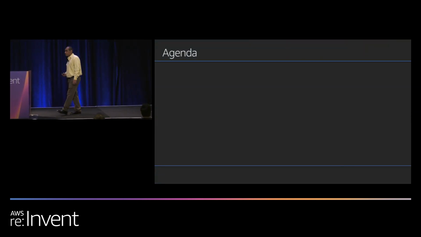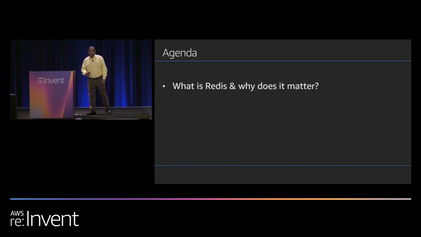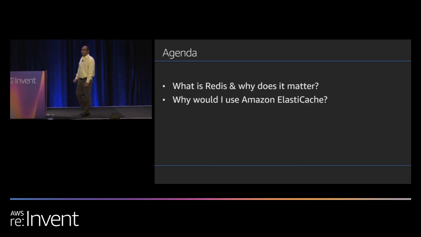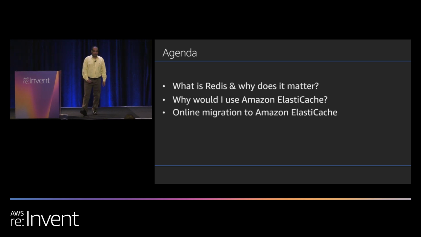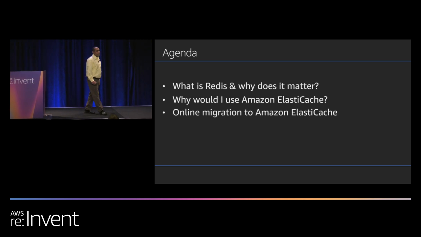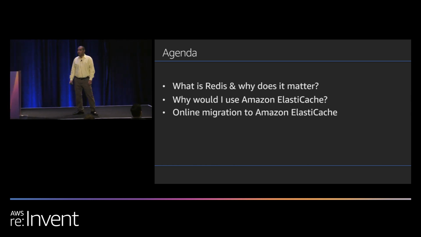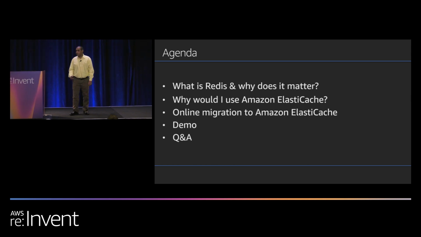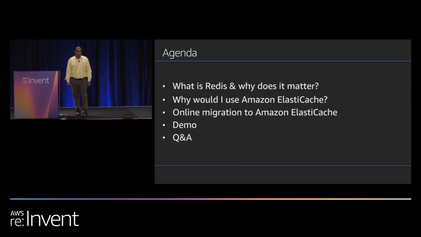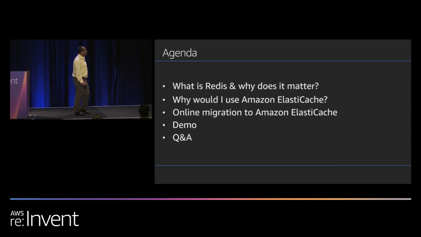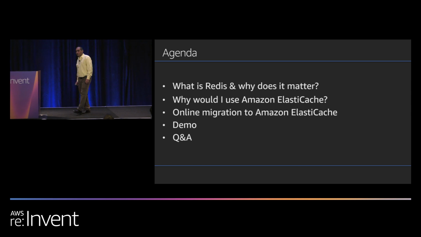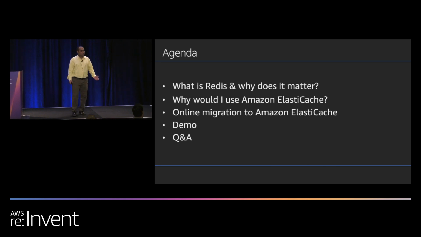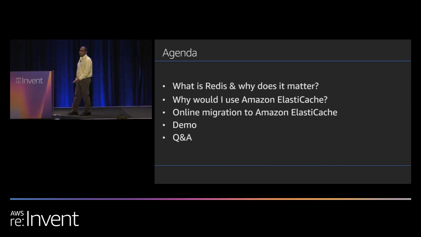With that said, today's session is about Redis. We're going to talk about what is Redis and why does it matter. We're going to talk about why you should use Amazon ElastiCache. We're going to talk about how you can migrate Redis workloads from self-hosted EC2 to Amazon ElastiCache. We have a demo, and then we have question and answers. And so our hope is that by end of the presentation, you have a few action items. If you're particularly running Redis on EC2, that you could actually use our considerations to move it to ElastiCache. And so that's our goal.